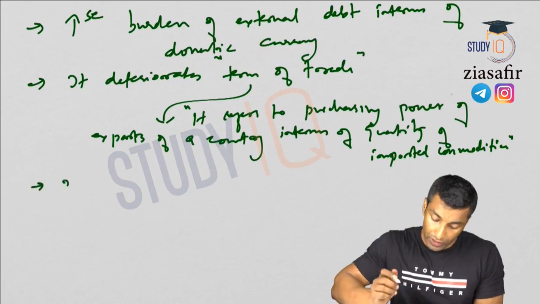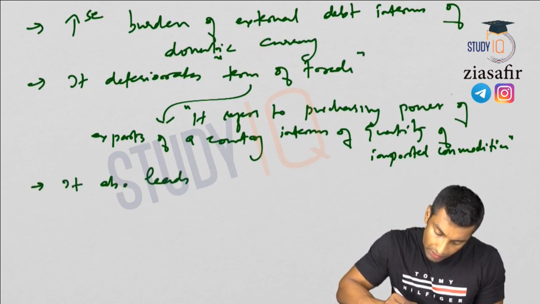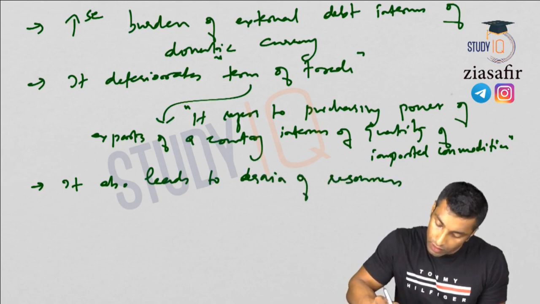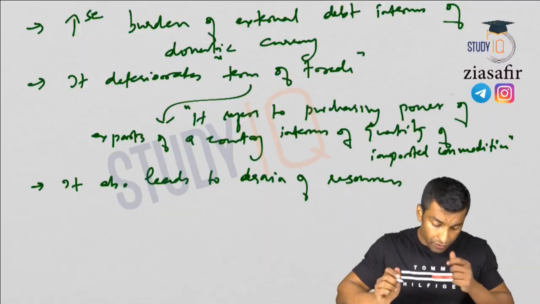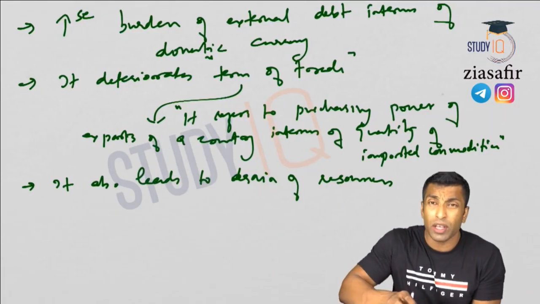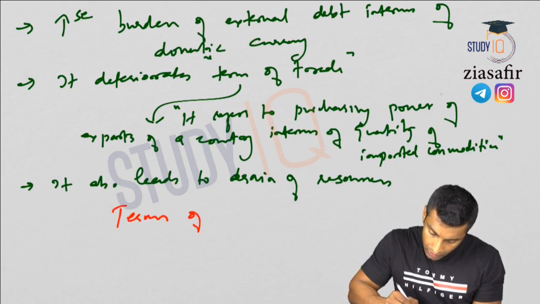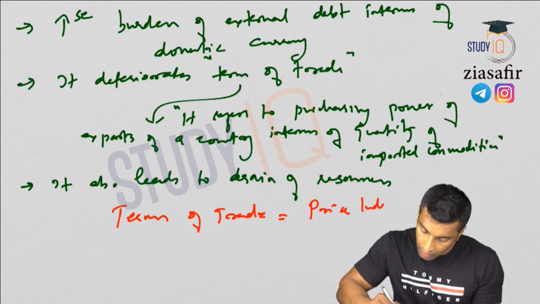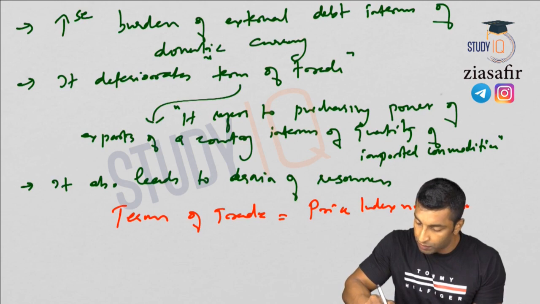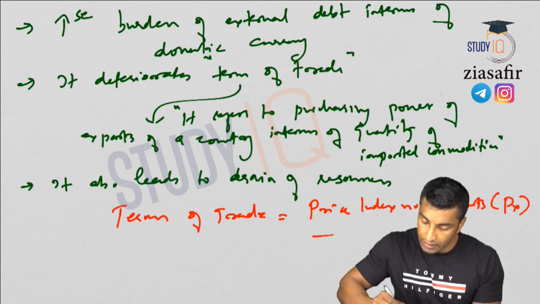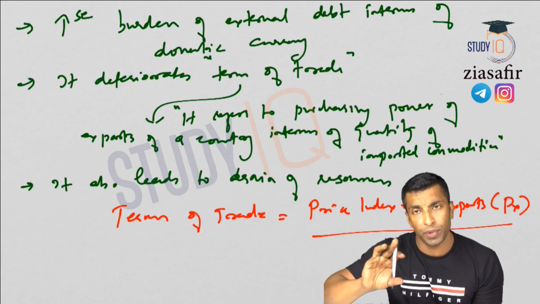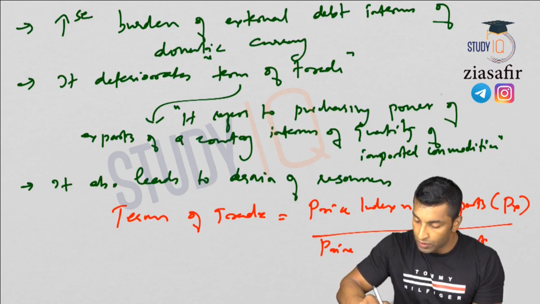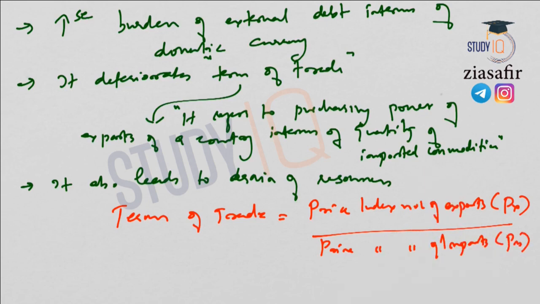It also leads to drain of resources. So terms of trade, if you remember, we have actually discussed this. I've given you the equation also. What is that? Terms of trade, you can refer to the previous video. The price index number of exports, and we have marked it as PX. X is export, okay, P is the price, and divided by the price index number of imports, we marked it as PM. M was the import.